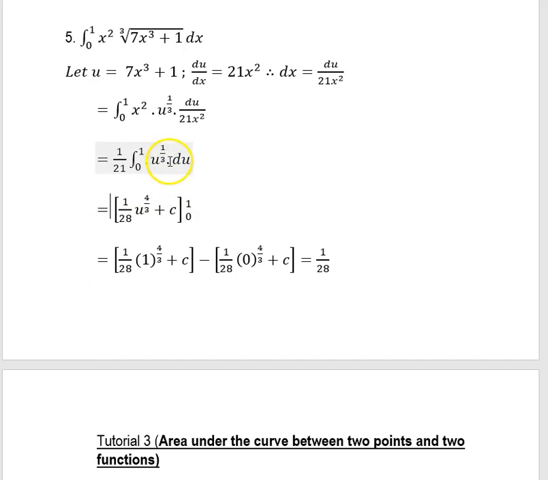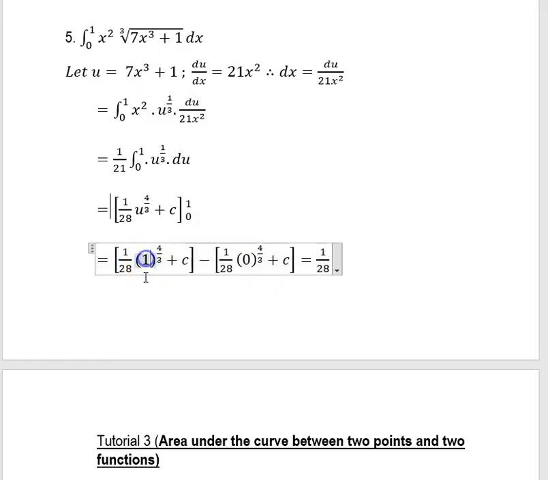So this is going to give you 4 over 3 when you add 1 to that. And if I multiply this by 3 over 4, it gives me that. And then from there, you can now substitute back your u as that. So if I put 7x cubed plus 1 there, and I now put my expression of x as 1, that's what I've just done there. It gives me that.